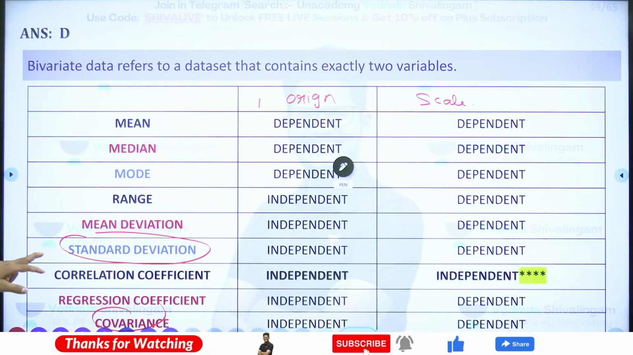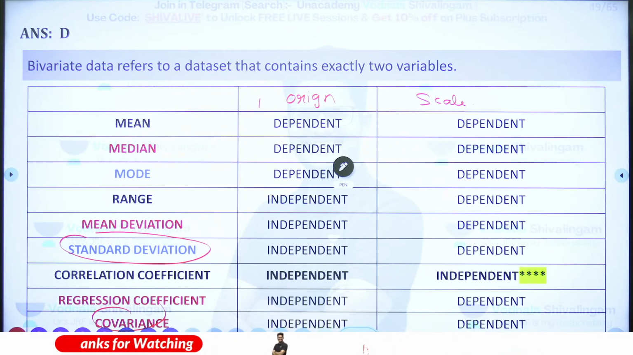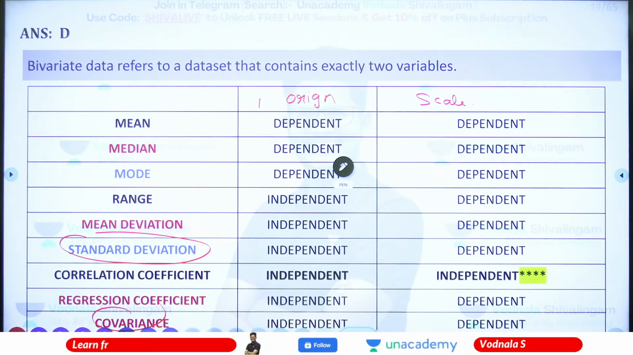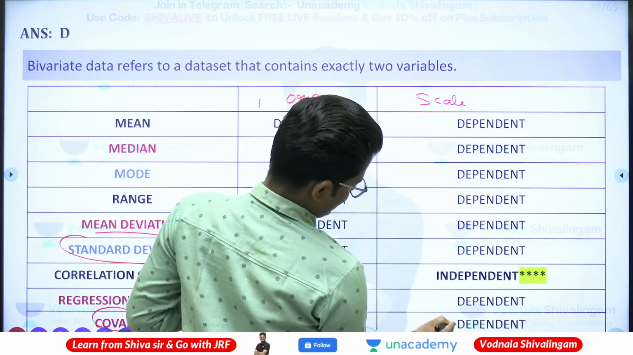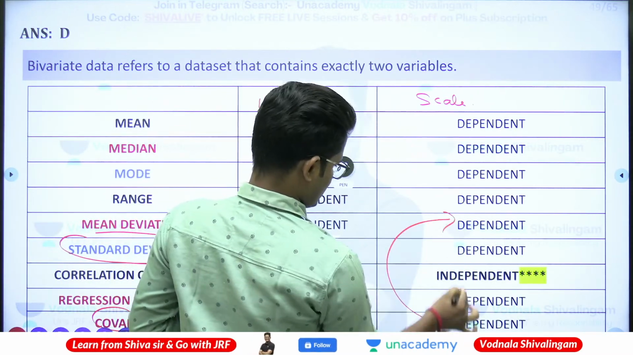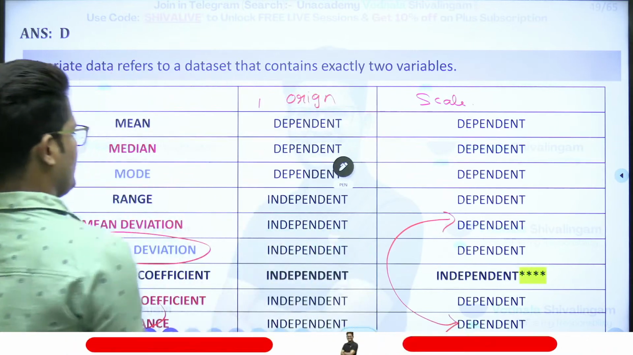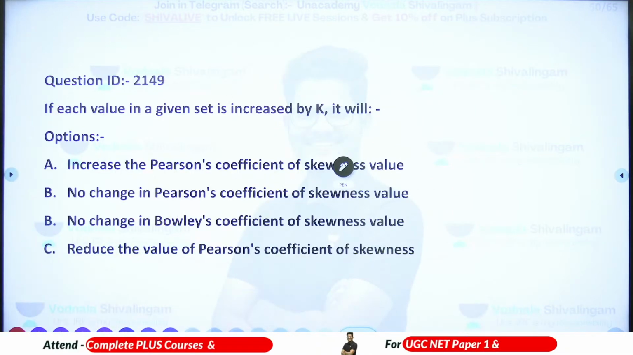So that means standard deviation and covariance have almost the same nature. Multiplication means a change of scale, so covariance as well as standard deviation is going to change because of the multiplication. That is dependent on scale, not independent.